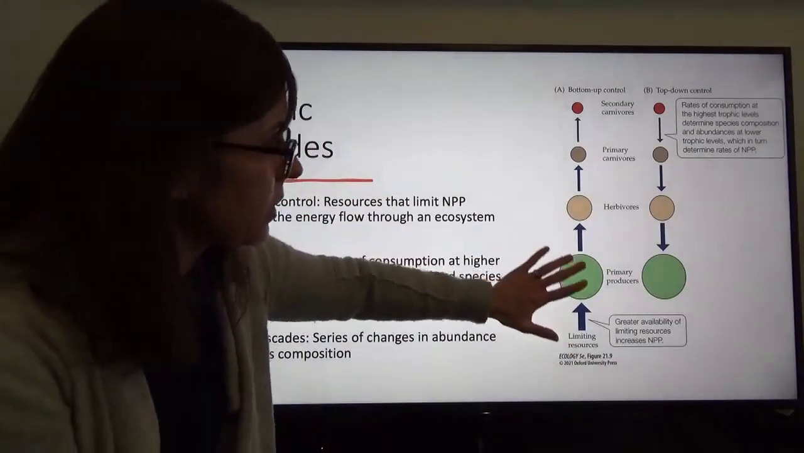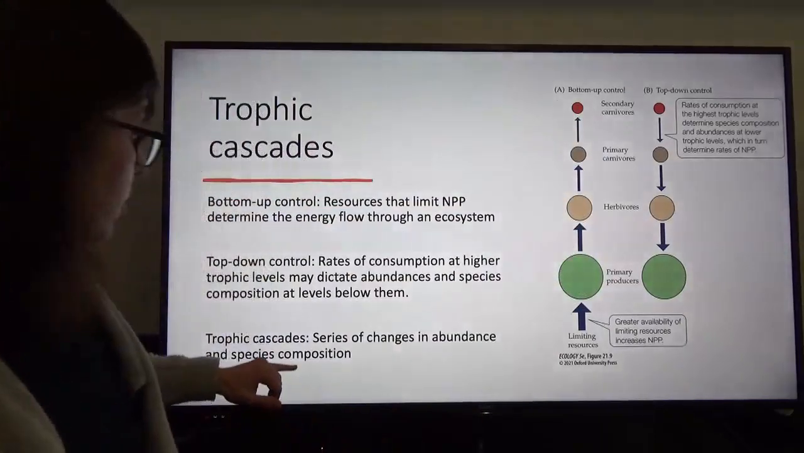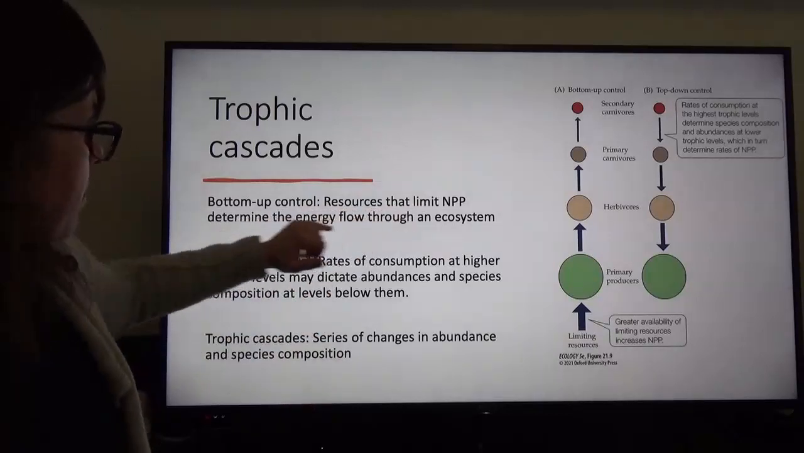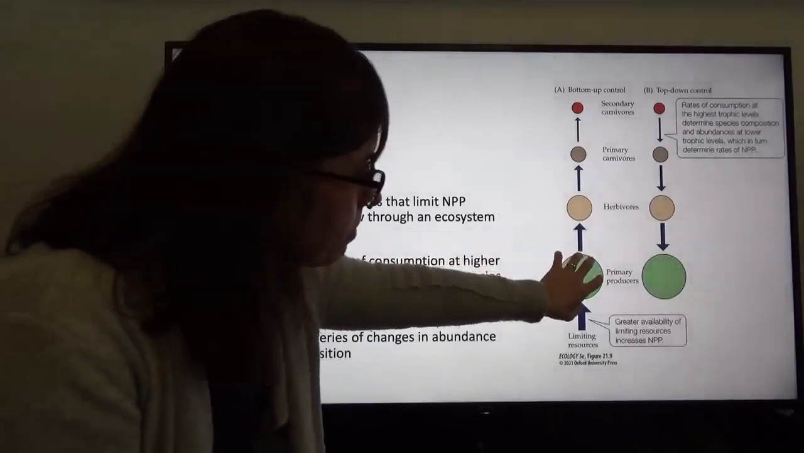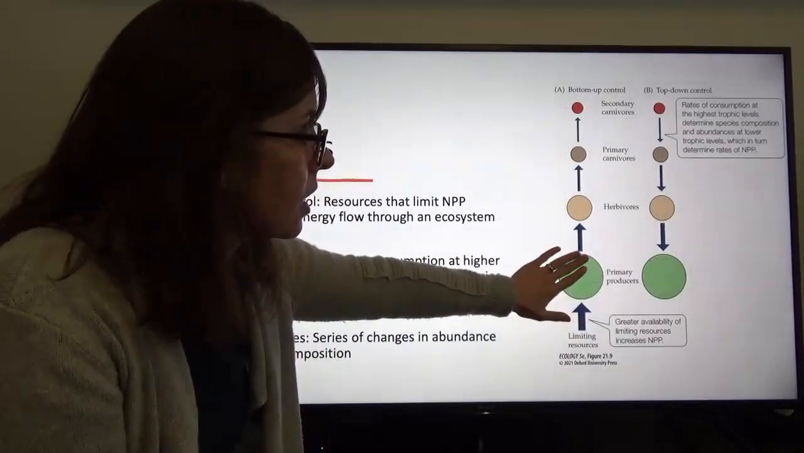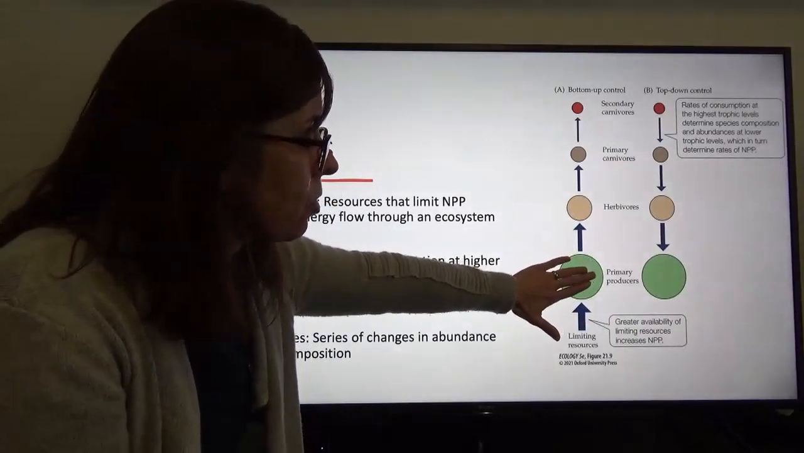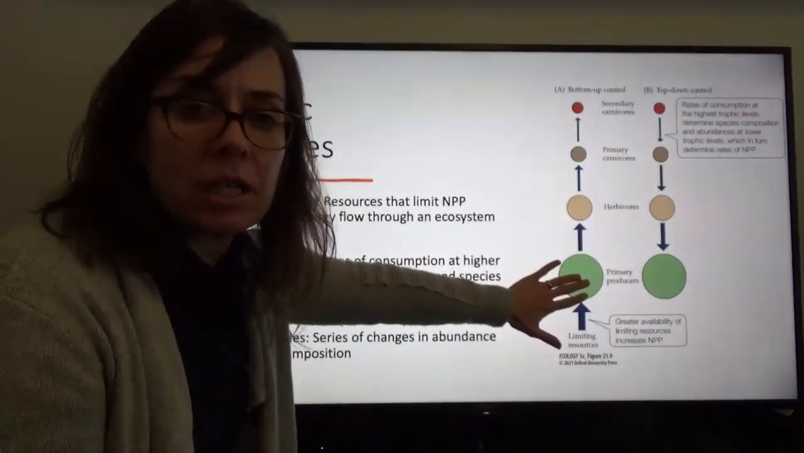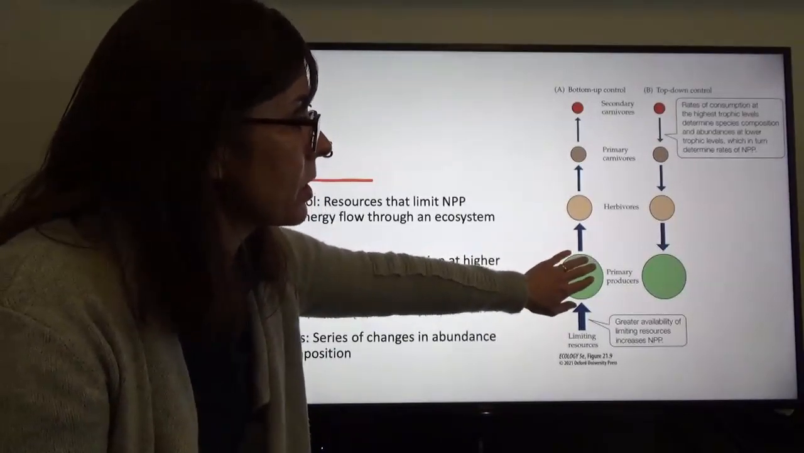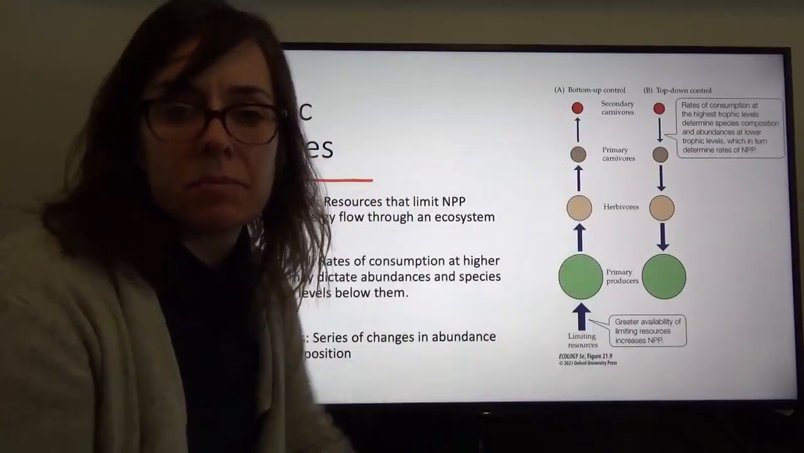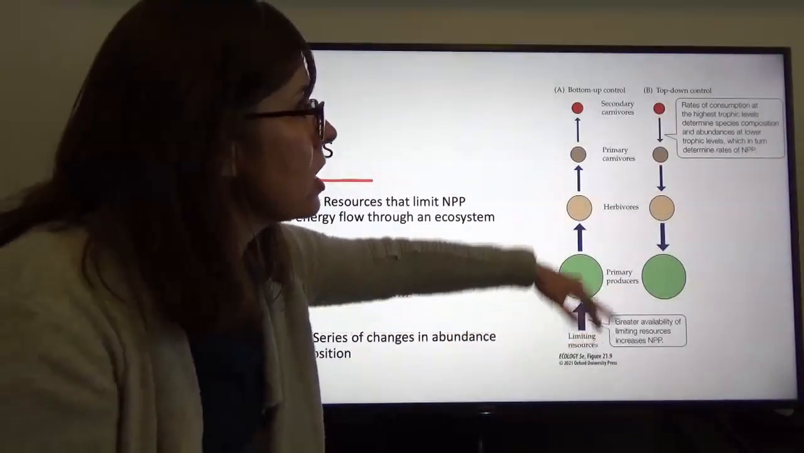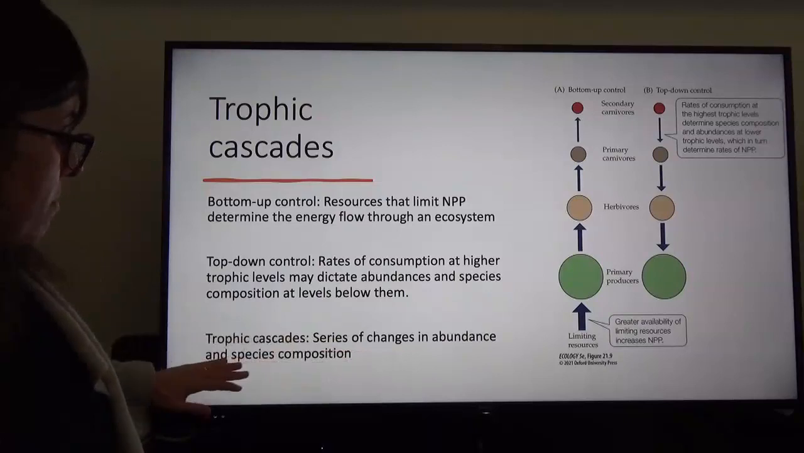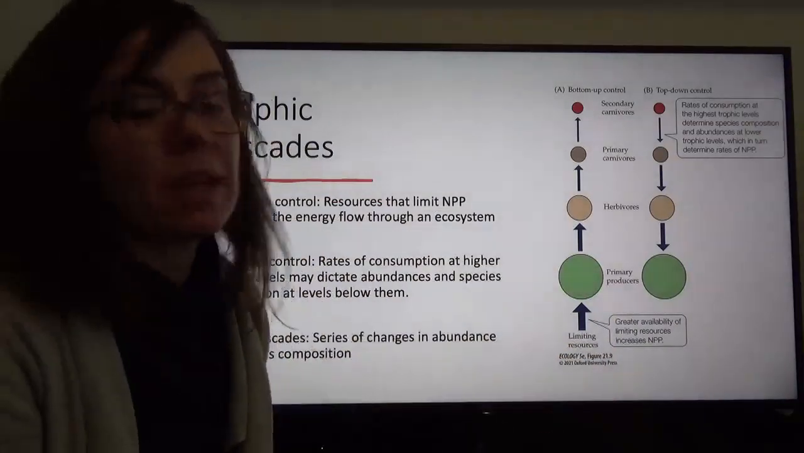Bottom-up control is where resources that limit NPP determine the energy flow through the ecosystem. So NPP is determined down here at the primary production stage. In bottom-up control, you have some limiting resources. That could be light, nutrients, or water availability, that dictates the primary production. And the level of primary production then dictates the abundances of all of these subsequent trophic levels. All right, so we've got bottom-up control, we've got top-down control, okay? And so these trophic cascades are a series of changes in abundance and species composition. We just had an example of that with the sea otters.